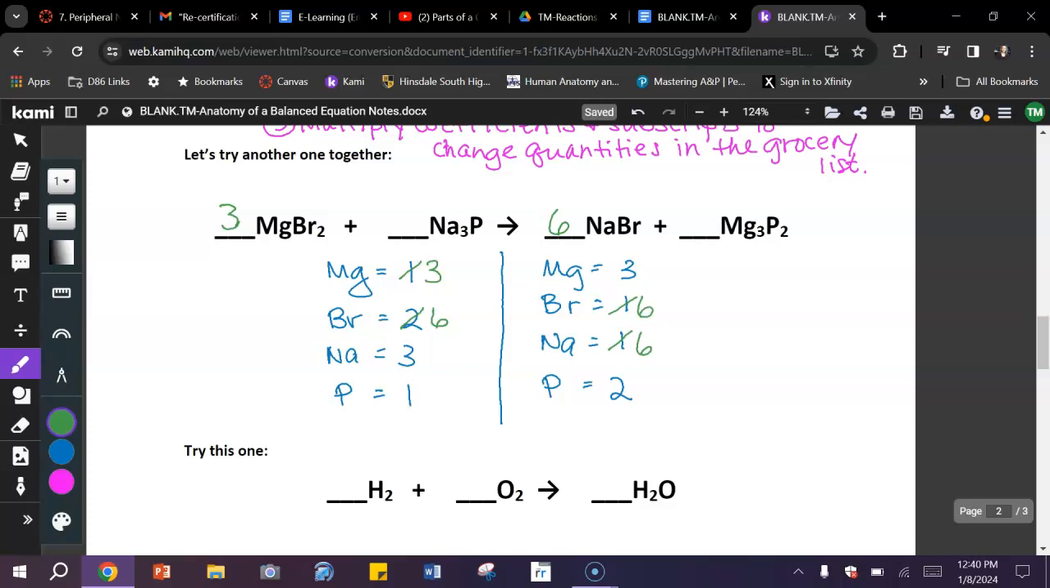Now, if you notice, I have 6 sodiums on my product side, and I only have 3 sodiums on my reactant side. How do I get 6 sodiums on my reactant side? What number times 3 gives me 6? That's a 2. So if I put a 2 here, that means 2 times 3 gives me 6 sodiums, and 2 times 1 phosphorus gives me 2 phosphoruses. And now look at 3, 3, 6, 6, 6, 6, 2, 2. I am now balanced. Hooray!